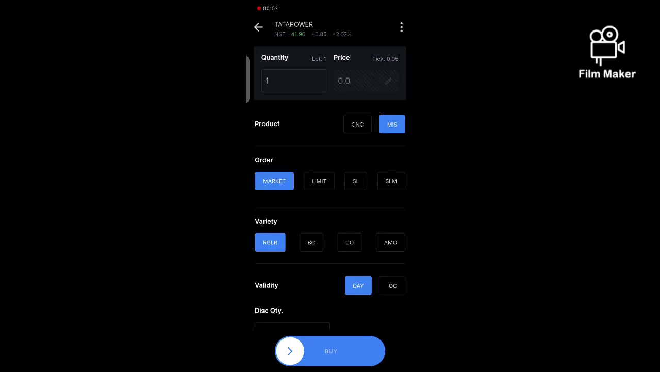Here in this place, you can see there are four types of orders. First one is market order, second is limit order, third is stop loss order, and fourth is SLM, stop loss market order. We'll look at each of these separately. First one is market order. What is a market order?